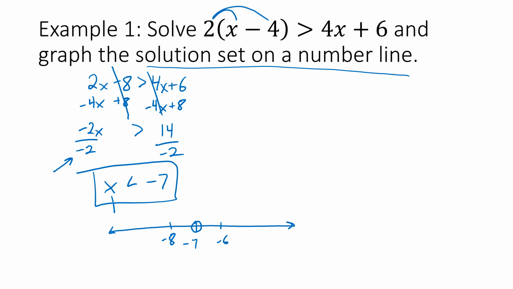Then I need to think, are the values of x that are less than negative 7, do those live to the left of negative 7 over this way? Or do they live to the right of negative 7 over this way? And obviously, if you're thinking about x's and how it relates to negative 7, less than means that you need to go to the left. So let's draw a nice arrow coming off to the left of my open dot. Any inequalities to the left are ones that work. And that's my final answer.